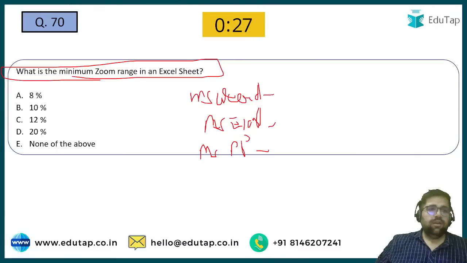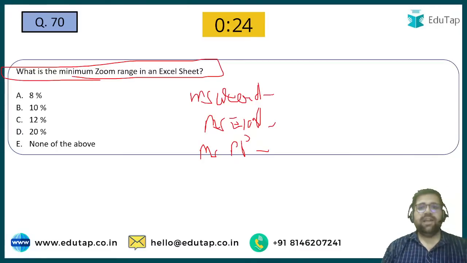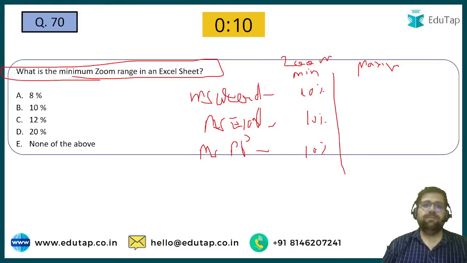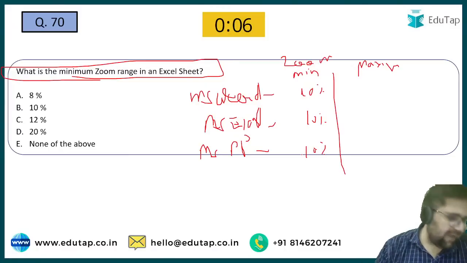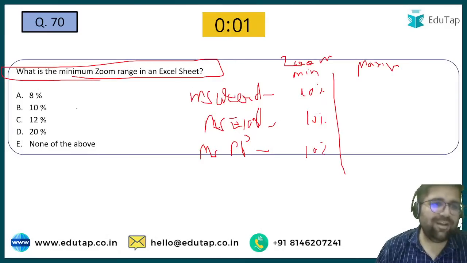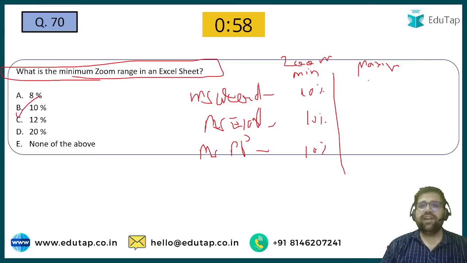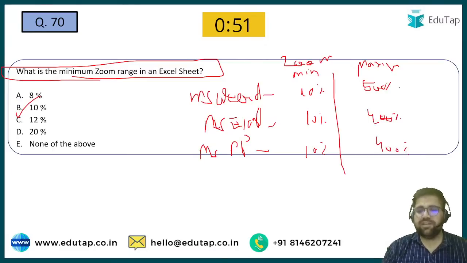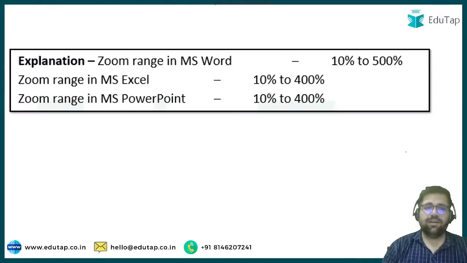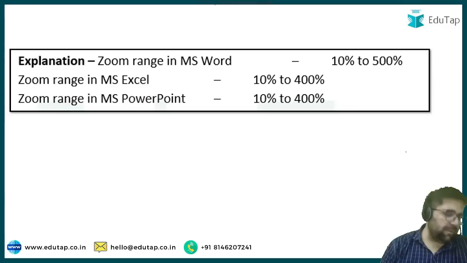Yes, 70A, no. 8% is not the right answer. See, I am telling you the zoom range of all these three. Okay, here I am writing minimum, here I am writing maximum. Minimum in all of them will be 10%. In Word, in Excel, in PowerPoint, in all of them the minimum will be 10%. Why are you people answering it as A? The answer should be B. Yes, the answer is B only. How can it be 8%? The answer is 10, okay? And maximum, mind you, in Word it can be 500%. And here it will be 400 and 400. I think I have put this image, yes. You can use this image for your revision purpose as well. Don't answer it as A, it is 10%. Okay, let me read it again. What is the minimum? Yes, the answer will be B only.